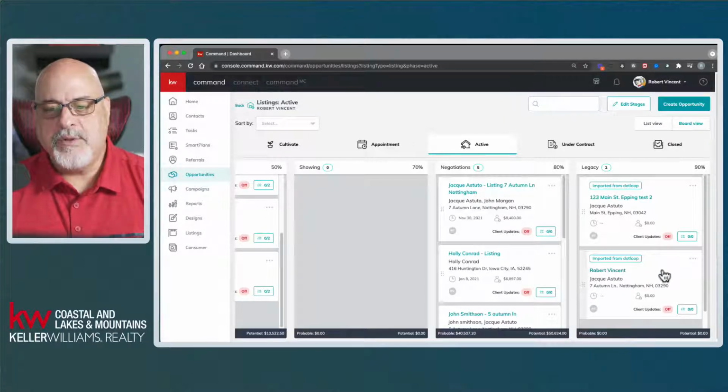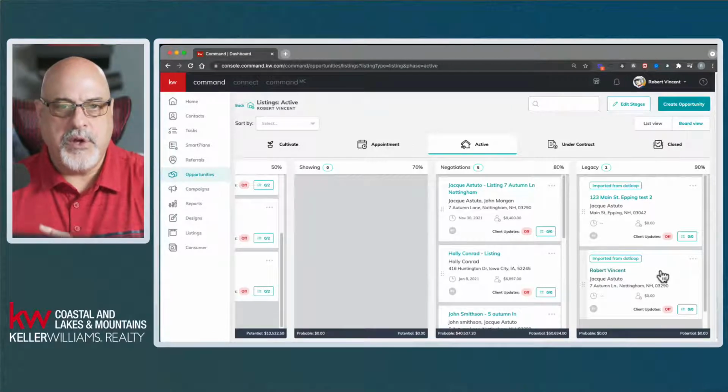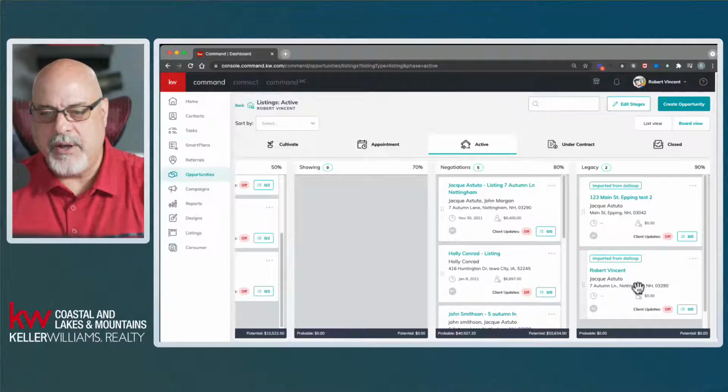This has something more to do with commands interface with the old .loop tools. So we're not really looking at this. Don't even worry about it. This is just for imported transactions. That's all that's for, and that's all I'm going to talk about on that.